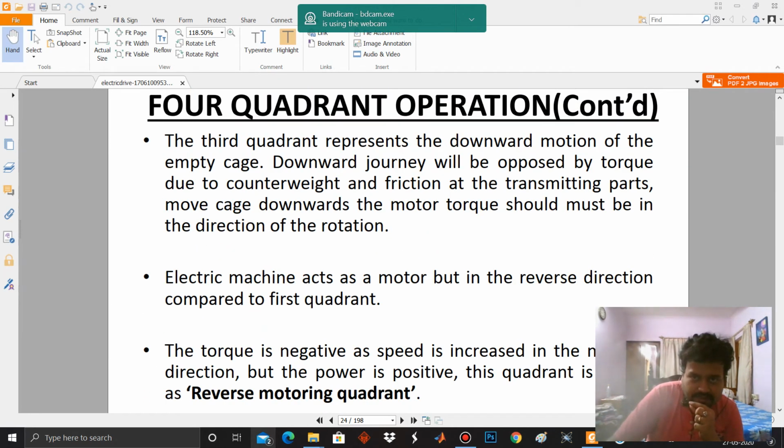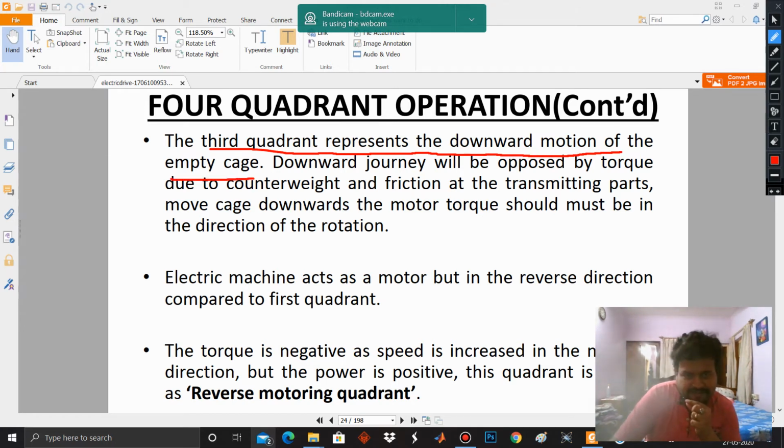Now let us come to the third quadrant of operation. The third quadrant represents the downward motion of the empty cage. It has moved upwards and done its job. The weight has been unloaded, and the motor has slowed down and stopped. Now the cage has to be moved downwards for loading again.